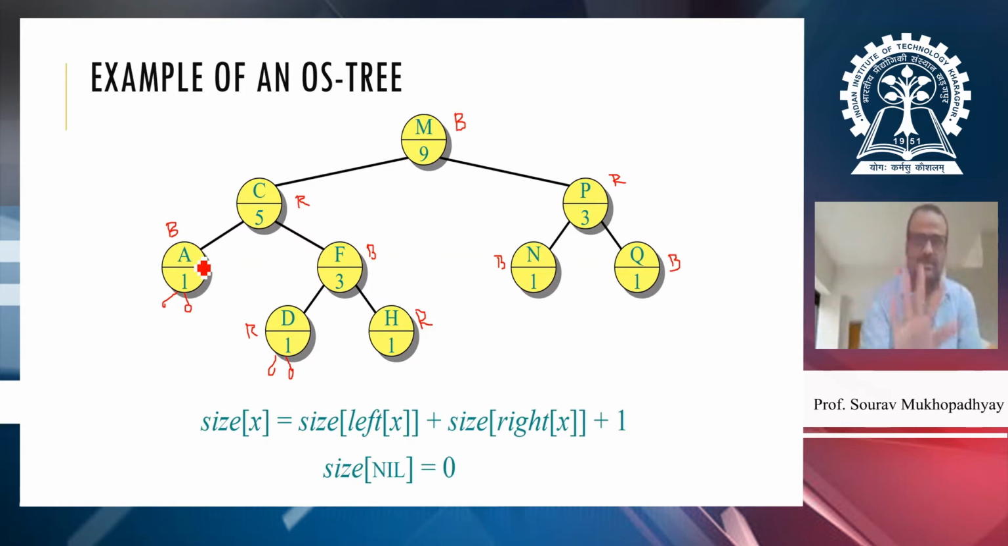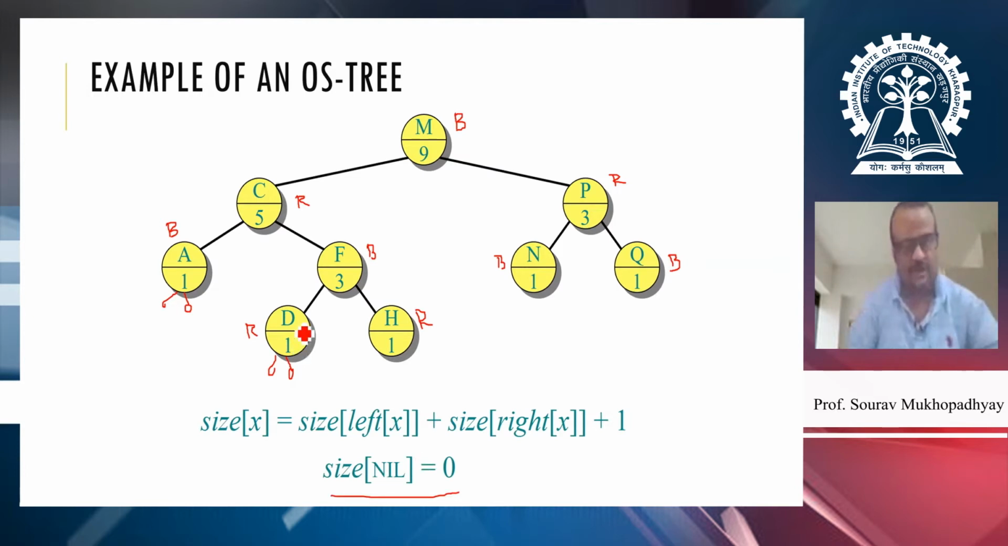Okay. Now this was the original tree. Now we want to introduce another field, which is called the size field. So we want to introduce the size of each node, that means the number of nodes rooted at that node. So that is the size. So the size of Nils is 0. That is what we are defining.